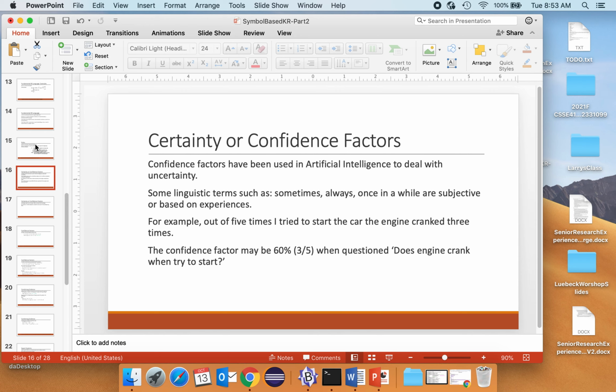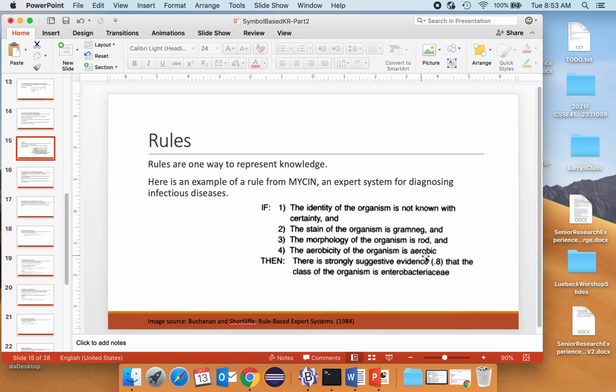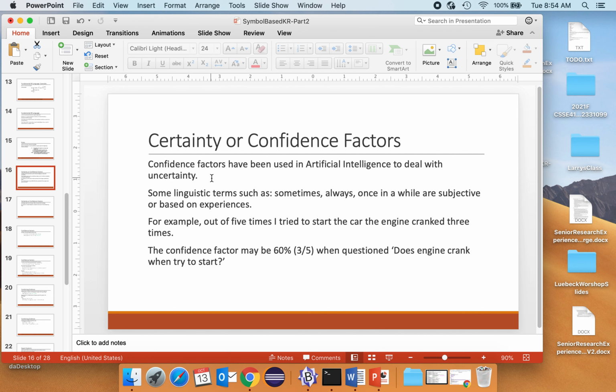The first thing we want to understand is that there are these things called confidence factors. Strongly suggestive evidence is 0.8. So not super strong, it's not 100%, it's not 0.9, not 0.95, but it's strong. Certainty or confidence factors have been used quite a bit. We have seen expert systems, and we know about Watson using confidence or certainty factors. It makes sense to use these things because when we use language, we're not always sure. We use things like sometimes, always, once in a while. They're based on subjective experiences.